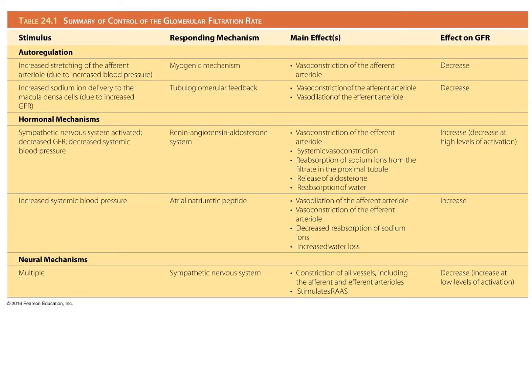So here's a summary of the control of the glomerular filtration rate of everything we've talked about so far. We have autoregulation, we have hormonal mechanisms, and we have neural mechanisms. In the autoregulation, we have the myogenic mechanism and tubuloglomerular feedback. And for the hormonal, we have the renin-angiotensin-aldosterone system and atrial natriuretic peptide. And of course, the neural mechanism is just the sympathetic nervous system, which I didn't say too much about because we covered it quite a bit in previous lectures.